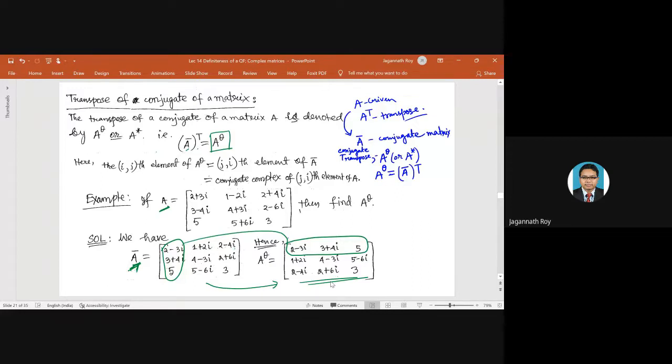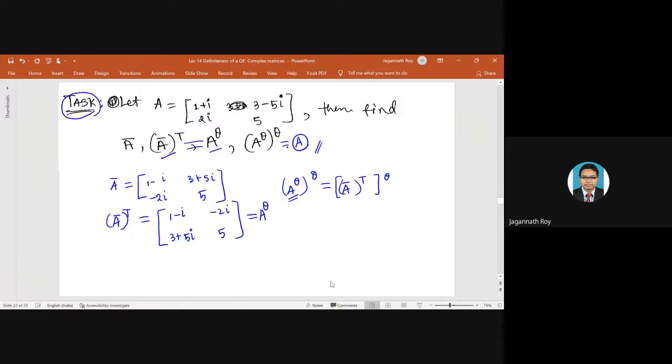So this is a very simple property again. Try to verify. The task is, given A, try to find the conjugate of A, then find A theta, and then again find A theta of theta. So these are very simple tasks.